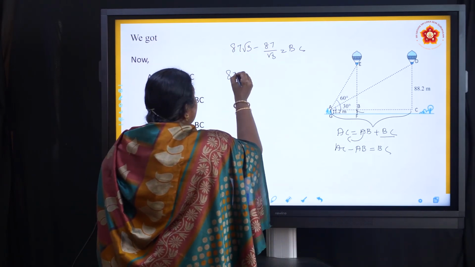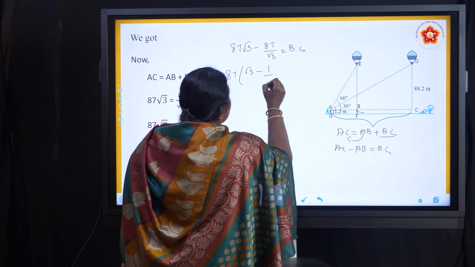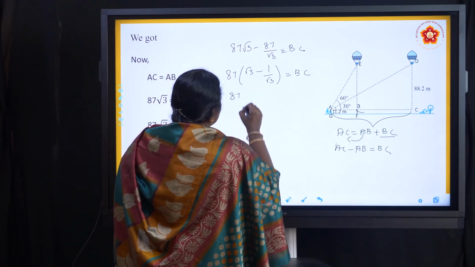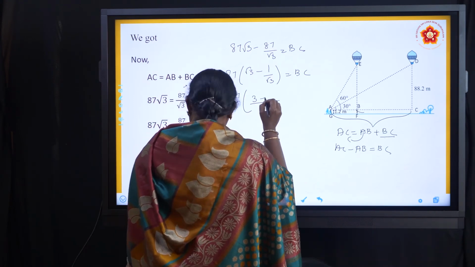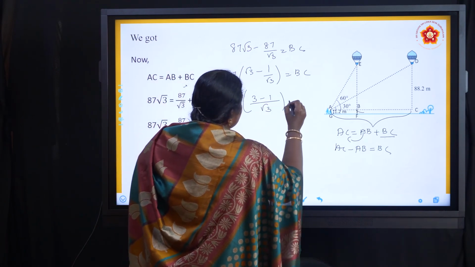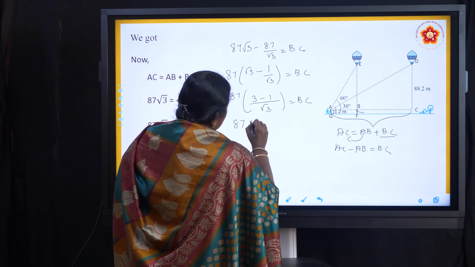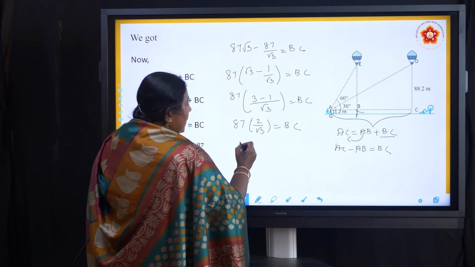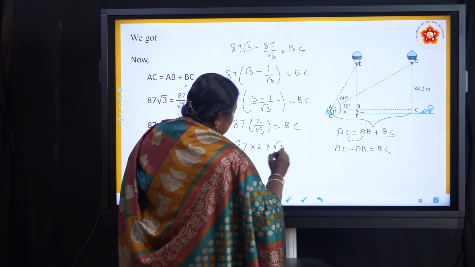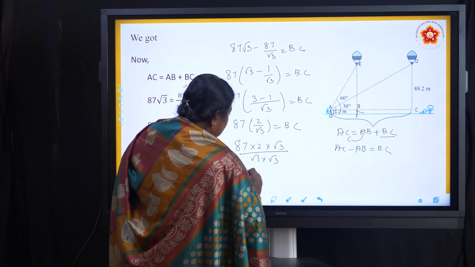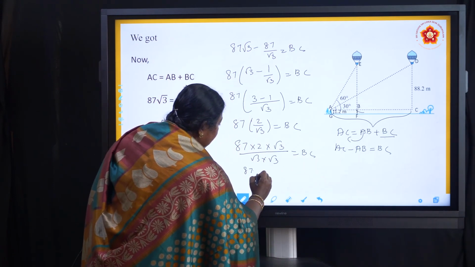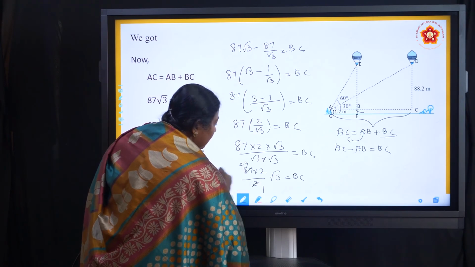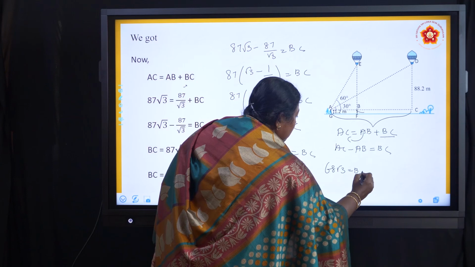So 87 common, keep it outside. Root 3 minus 1 by root 3 is equal to BC. So the next thing, we are going to do the rationalization only, simple part. First do the LCM. Root 3 minus 1, which is equal to BC. 87 into 2 by root 3 is equal to BC. Since the root value is in the denominator, we are not supposed to keep it. So rationalizing, we get 87 into 2 root 3 by root 3 into root 3, which is equal to BC. So I will get 87 into 2 by 3 root 3 is equal to BC. Cancel it, you will get 29.